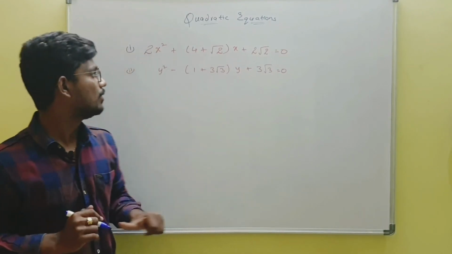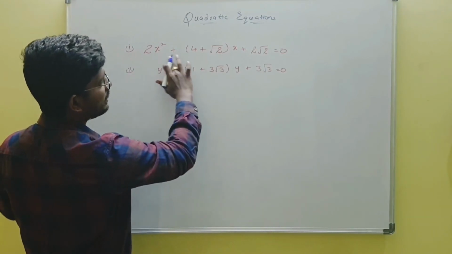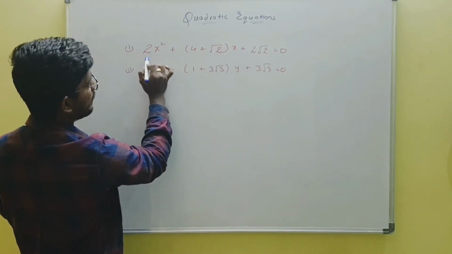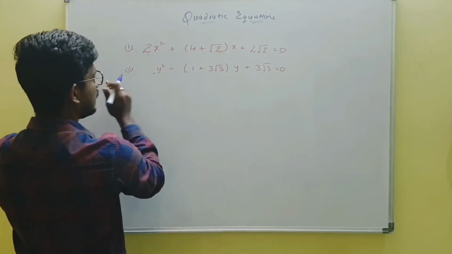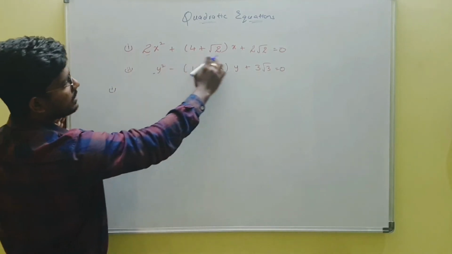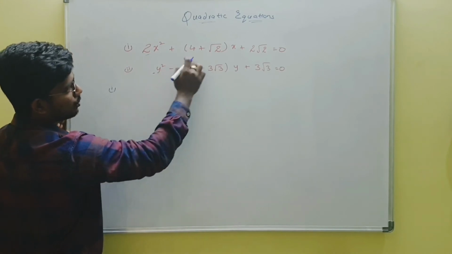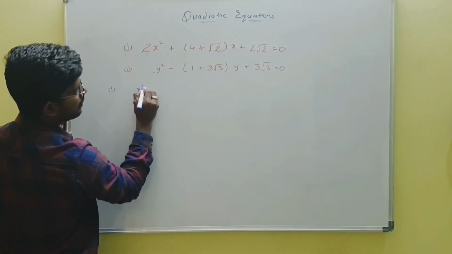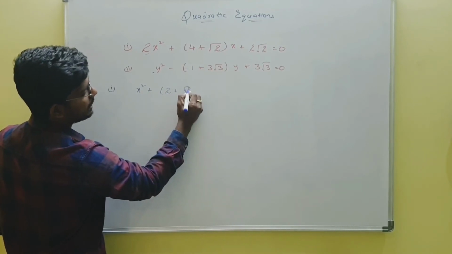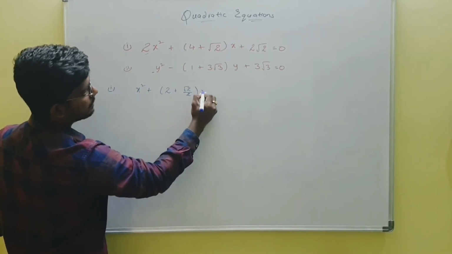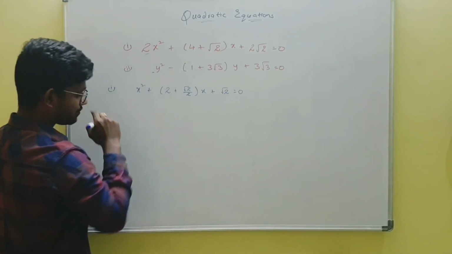Coming to the third example, for these types of equations, we have to divide the entire equation by the coefficient of x square, and the other entire equation by the coefficient of y square. So taking the first equation, divide the entire equation by the coefficient of x square, that is 2. By dividing the entire equation, I get x square plus (2 plus root 2) by 2 of x plus root 2 is equal to 0.